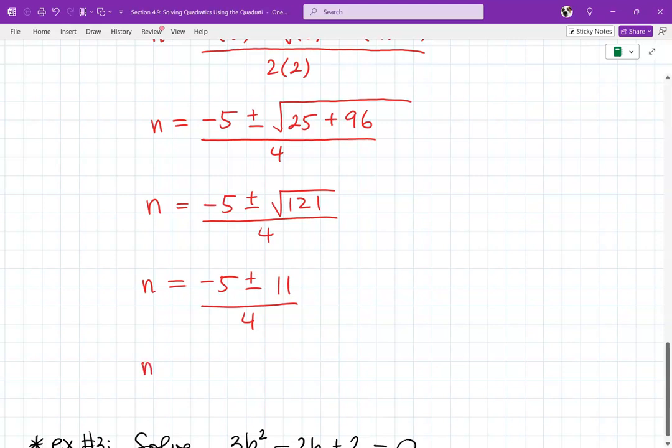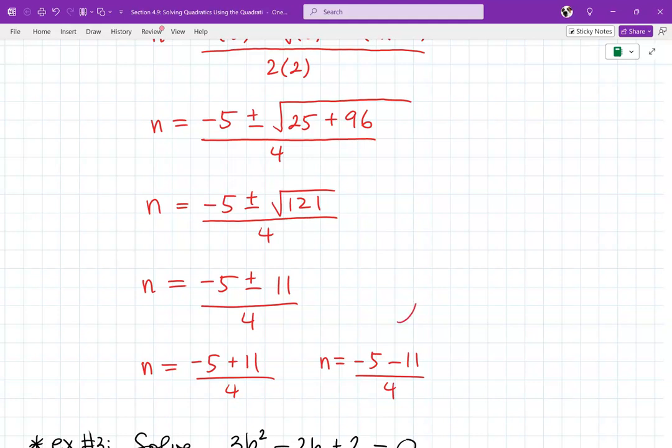One of the answers is going to be negative 5 plus 11 over 4. The other one is going to be negative 5 minus 11 over 4. Those are my two answers. So let's figure them out. Let's start with the first one.